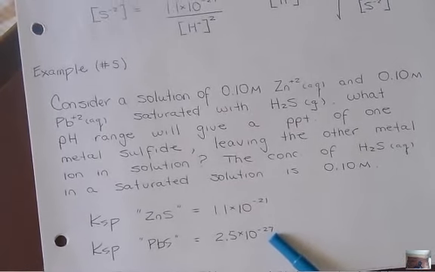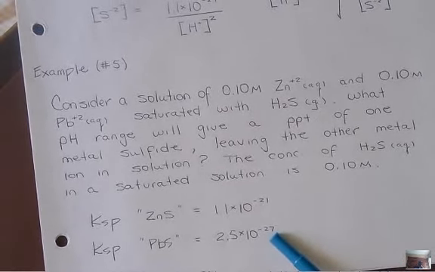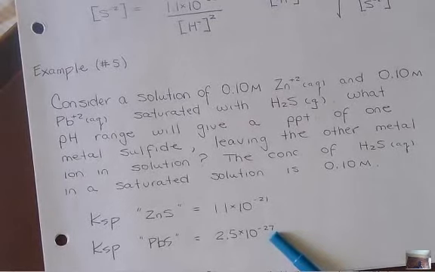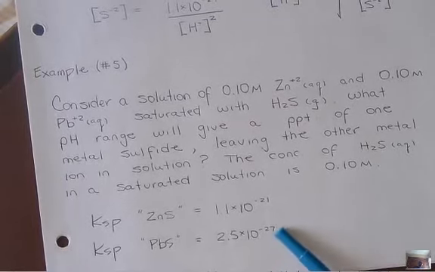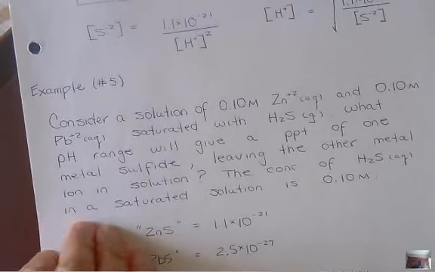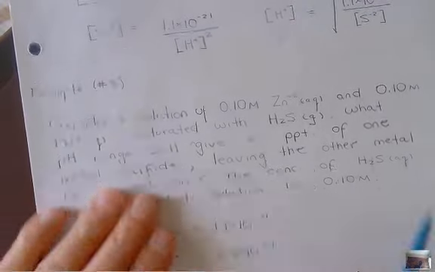It's going to be easier. You're not going to have to go to such a dramatically low pH to get this one out of solution versus the other one. So I think that's what's going to happen. Let's take a look at what the pH range is. Okay, now what are we going to do?